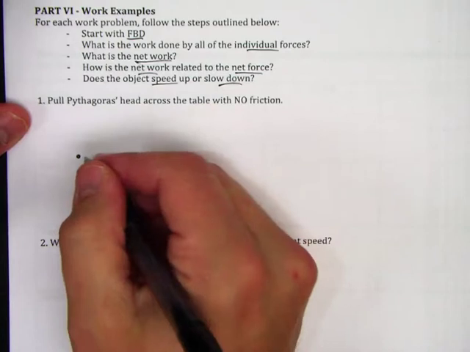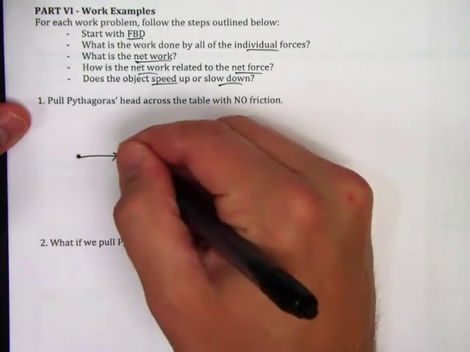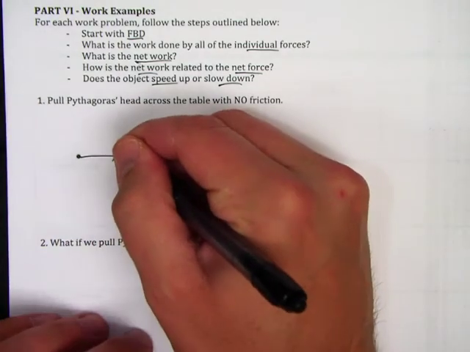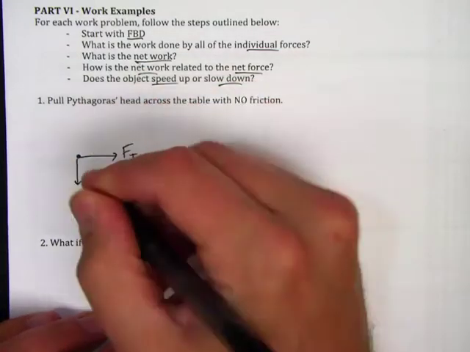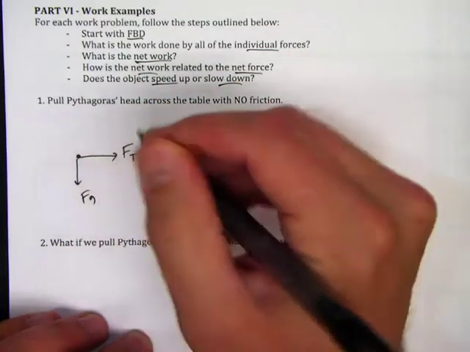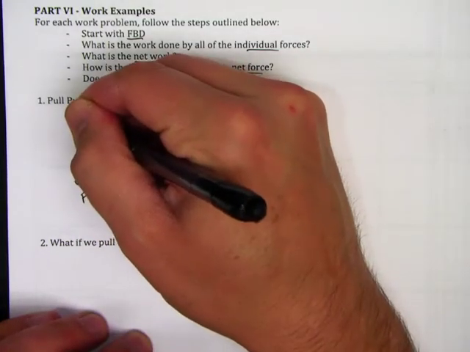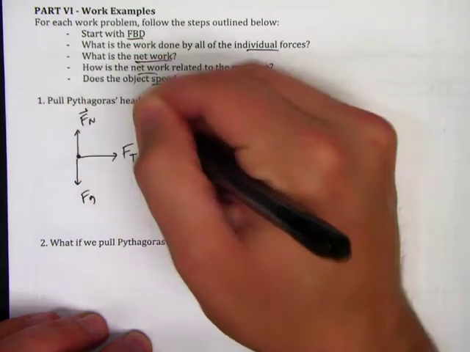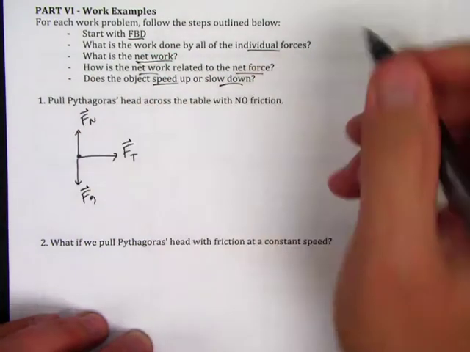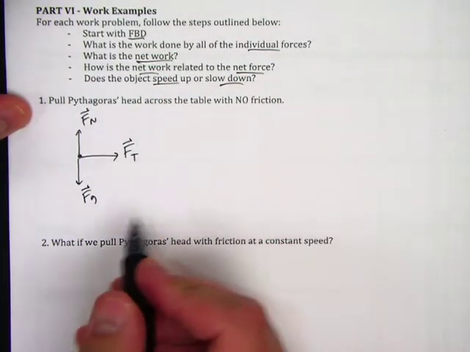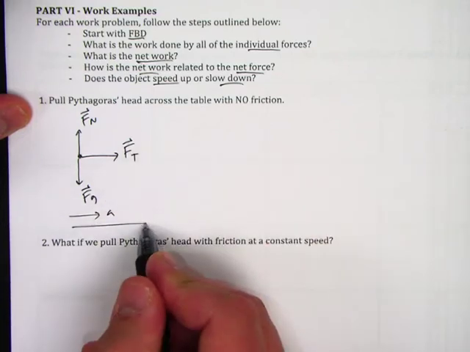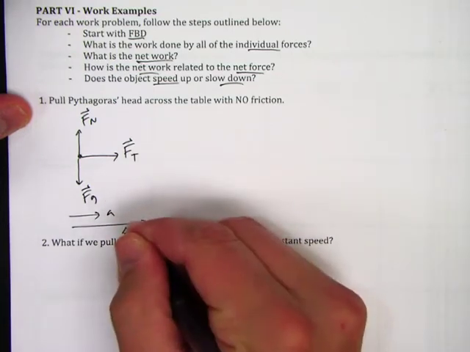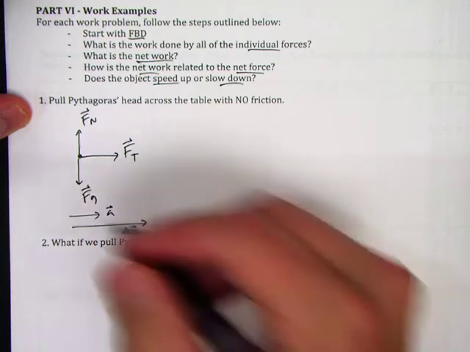friction. So no friction means if we have an applied force, I think we're pulling them with a string. So let's make this tension. Pythagoras' head has a weight. It's being supported by the table. And if it's pulled in that direction, it's going to accelerate in the direction of the pulling force. Therefore, it's going to undergo some displacement, delta x, in that same direction.